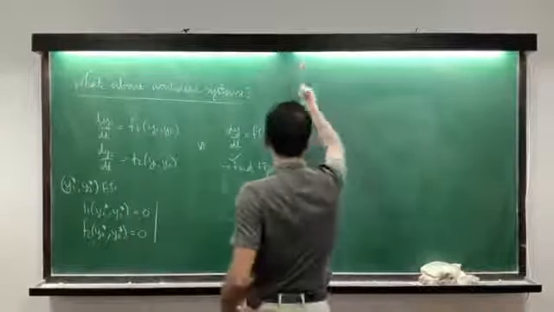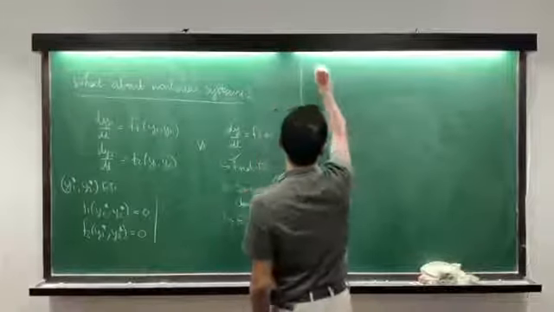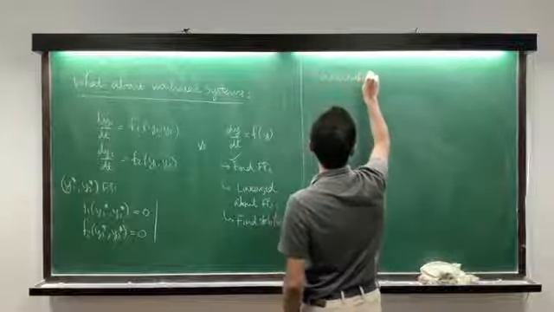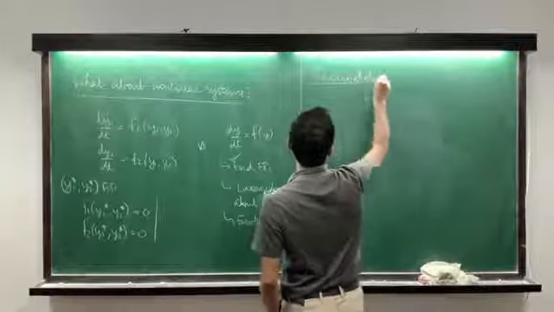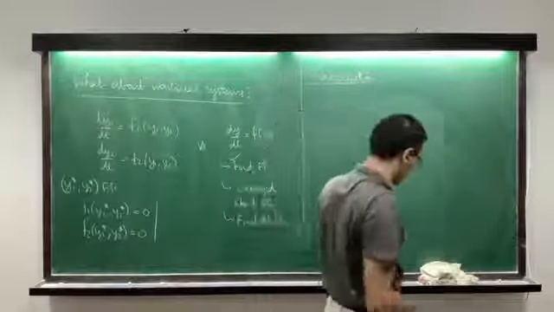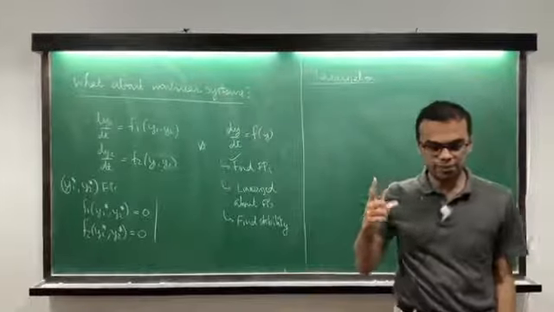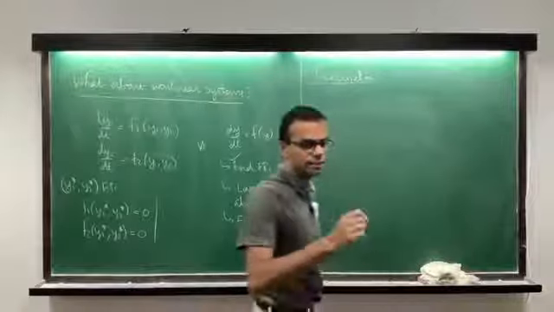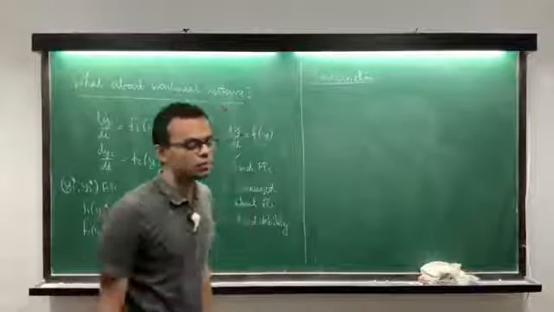What about the second step? The second step is to linearize. This linearization process is identical to what we did with the first order system. Only now we have two variables to linearize in, not just y, but y1 and y2. The procedure is the same. You do Taylor series expansion. Now you have to do Taylor series for multiple variables.